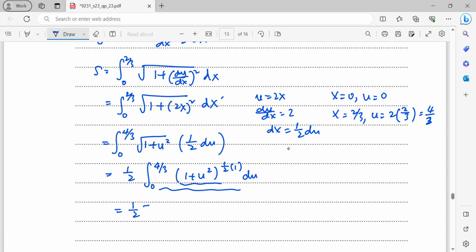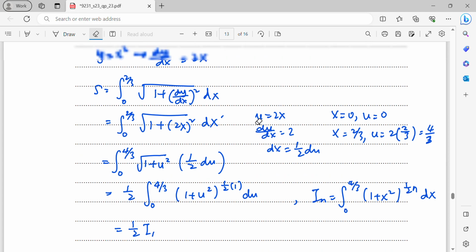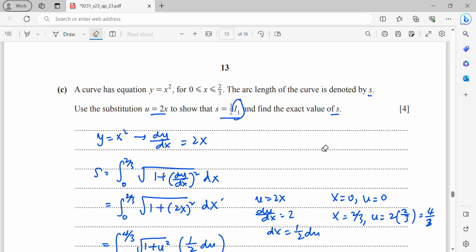Therefore, half I1. Okay, because just now if you remember, In is the integral from 0 to 4 over 3 of (1 plus x squared) to the power of half n dx. So now our n is 1. Okay, so done for the first part. And then find the exact value of S, exact value.